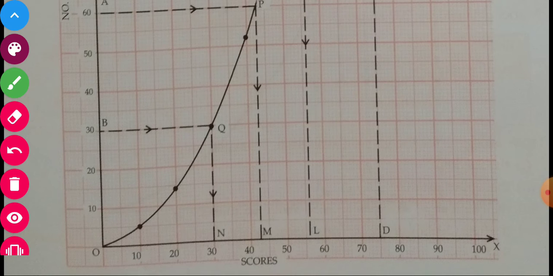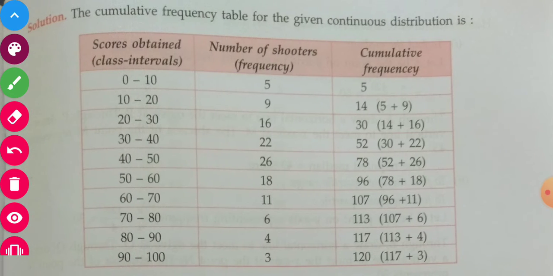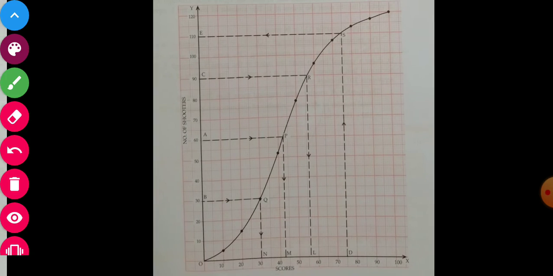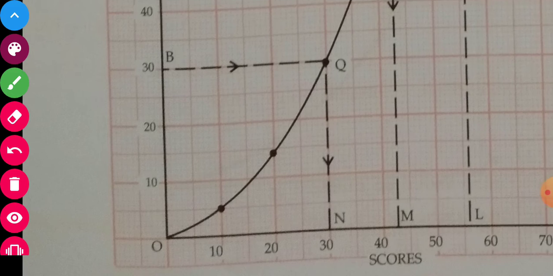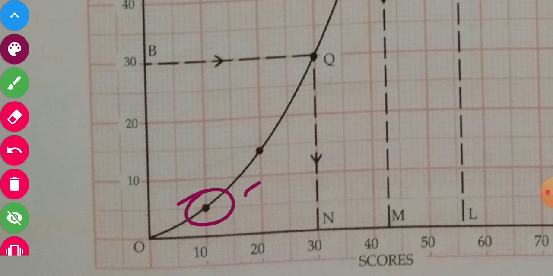So once we have written down this number on the axis, now what will we see? We will see the upper limit of every class. This is the upper limit of the first class, which is from 0 to 10, so the upper limit is 10, and the cumulative frequency of this class is 5. So against 10 we will place the number 5, right?